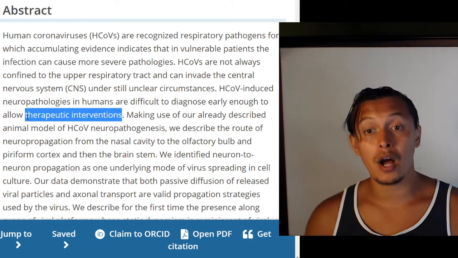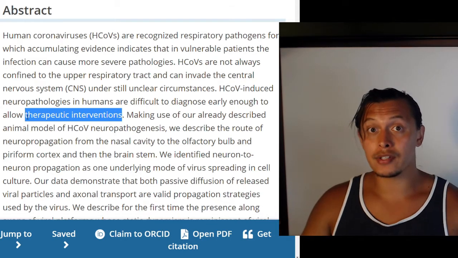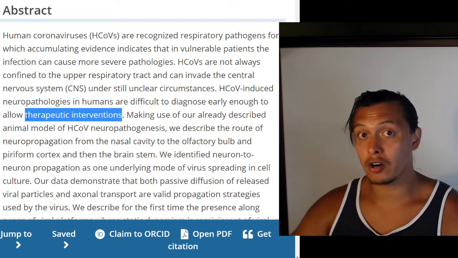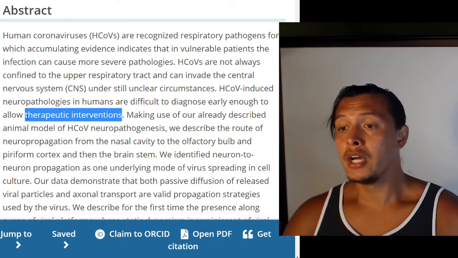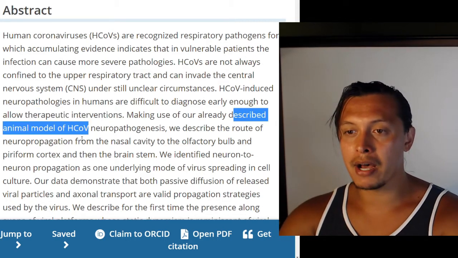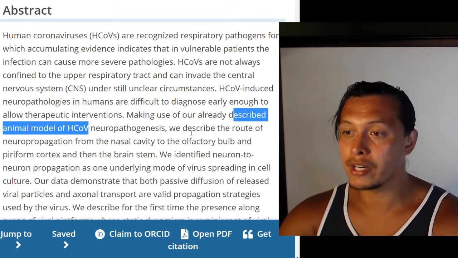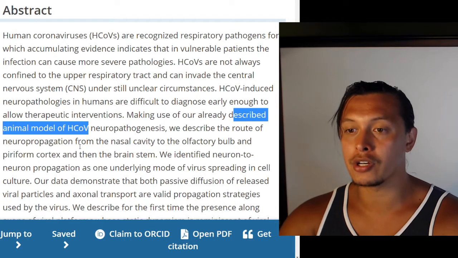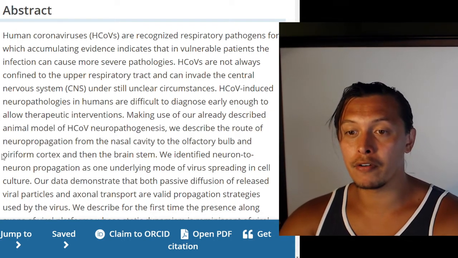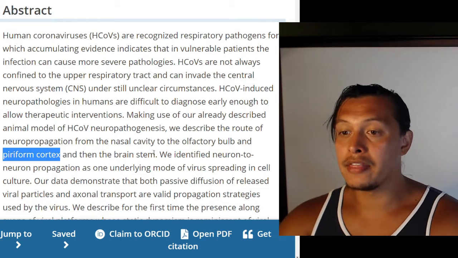So this is one of the problems with these coronaviruses, is that the neurological symptoms associated with them seem to appear when it's already too late, right? Making use of our already described animal model of HCoV neuropathogenesis, we describe the route of neuropropagation from the nasal cavity to the olfactory bulb and piriform cortex, and then the brainstem.